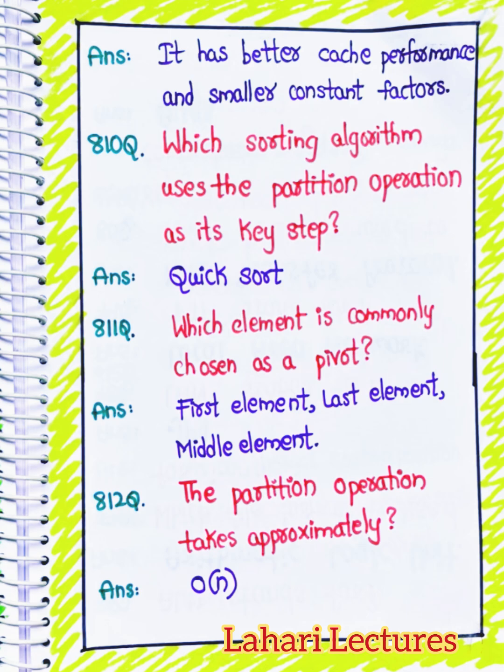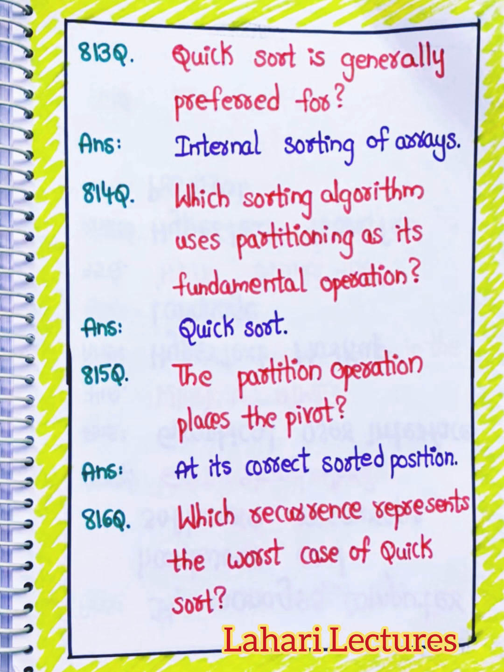Which sorting algorithm uses the partition operation as its key step? Quicksort. Which element is commonly chosen as a pivot? First element, last element, middle element. The partition operation takes approximately O(n). Quicksort is generally preferred for internal sorting of arrays.